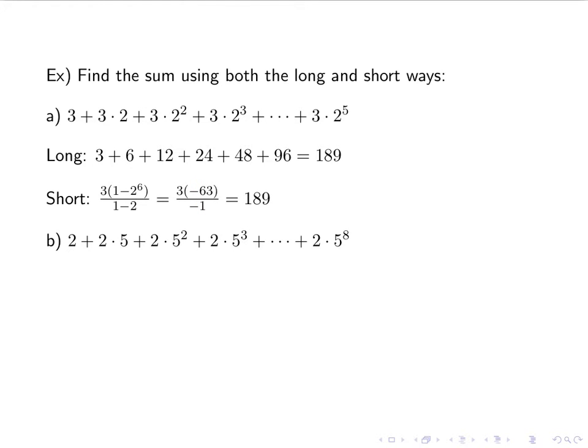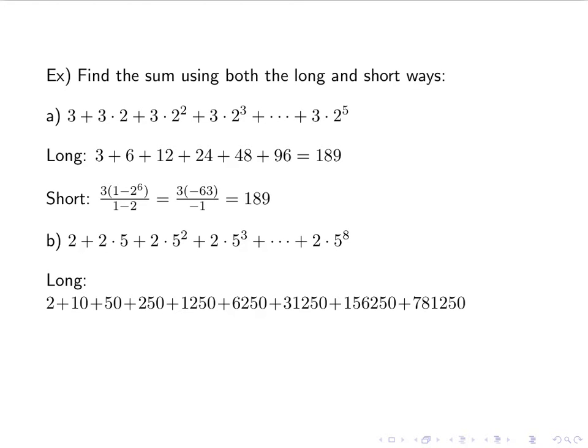So let's try another one. 2 plus 2 times 5 plus 2 times 5 squared plus 2 times 5 cubed, all the way up to 2 times 5 to the 8th. Again, I can do it the long way, and I can do it the short way. The long way, I have 2 times 5, 2 times 25, 2 times 125, and I keep going, and this guy is 2 times 5 to the 8th. Add all of those numbers up, we get 976,562.